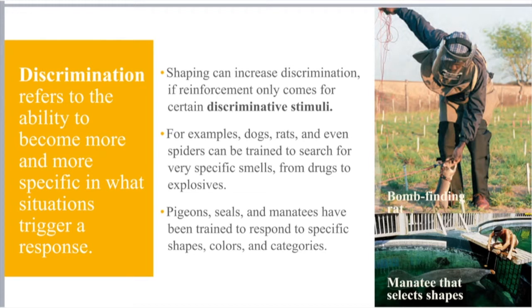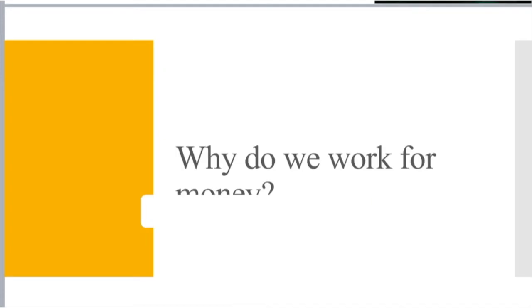A couple examples: dogs, rats, and even spiders being trained to search for very specific smells, from drugs to explosives. Pigeons, seals, and manatees have been trained to respond to specific shapes, colors, and categories, right? You get a reward if you pick out the red block versus the green block. If you take AP Psych next year and we talk about language acquisition, we watch a couple of video clips of this crazy parrot who can literally do thinking, and it's crazy that he can pick out the round thing out of a whole bunch of shapes, or pick out the blue thing out of a bunch of different colors. Anyway, I digress.